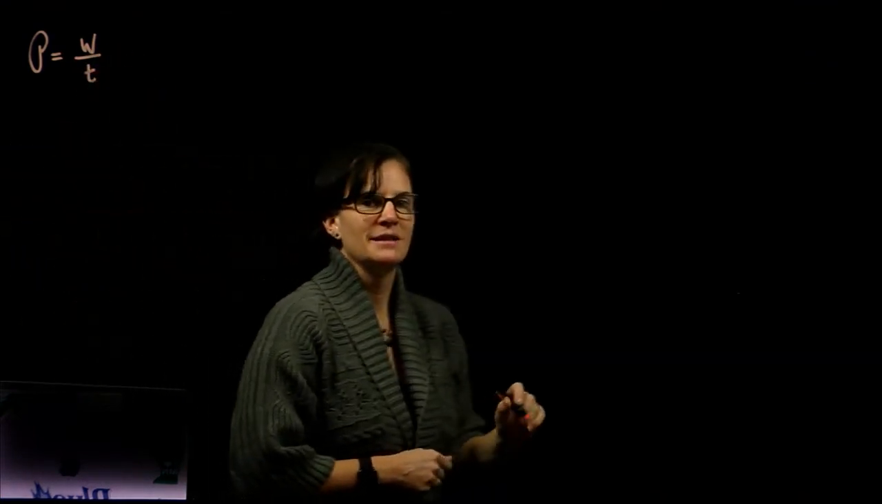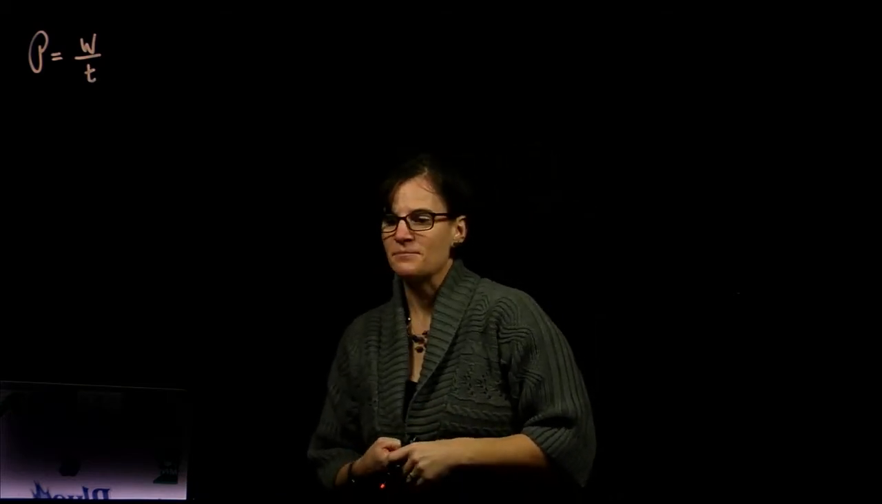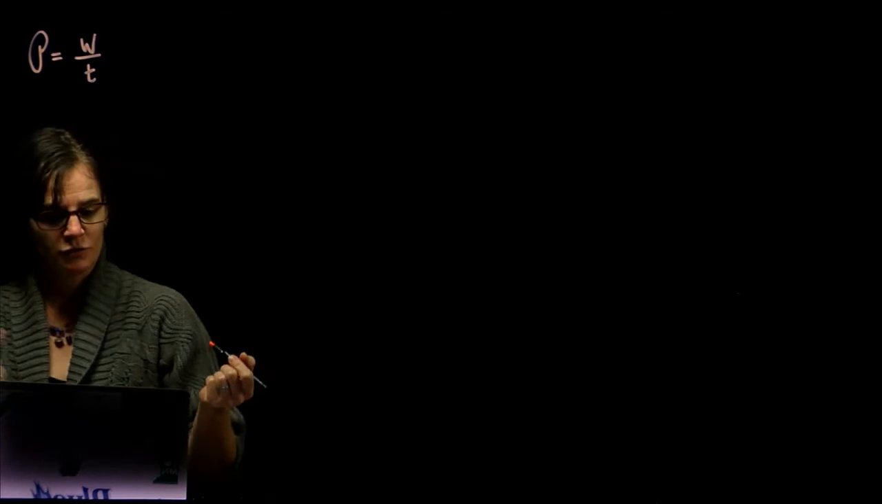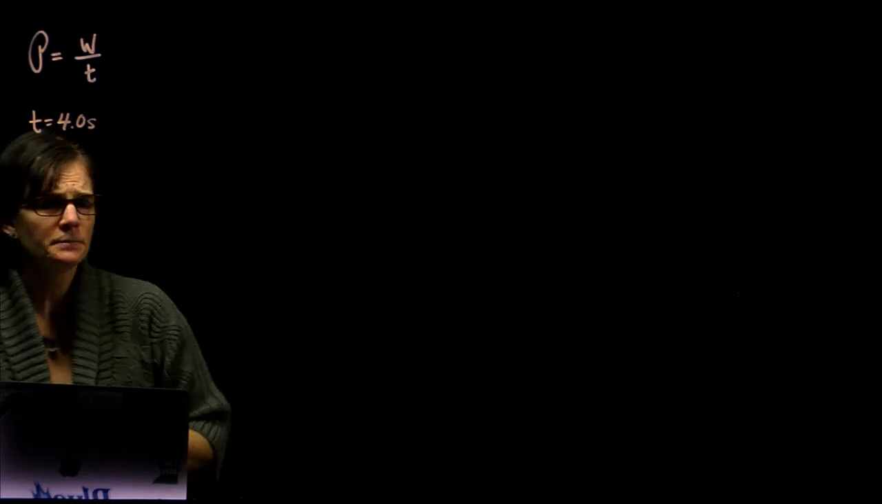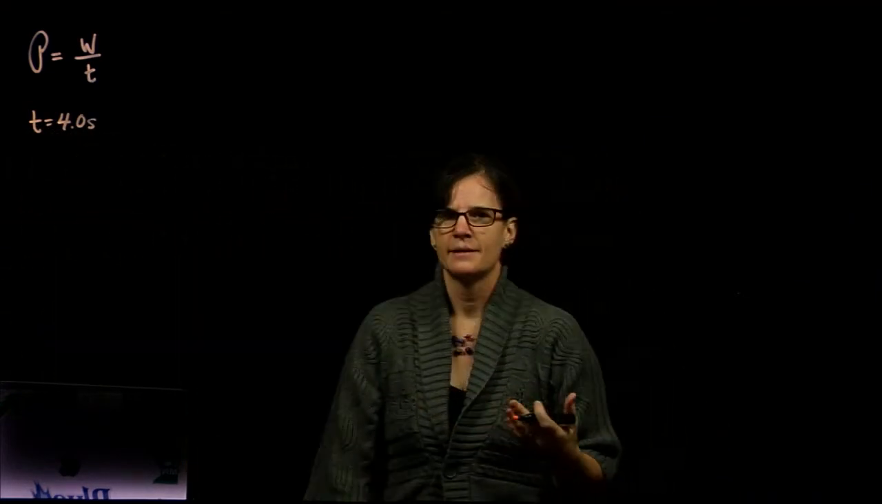So let's remind ourselves that the power of that cheetah is going to be equal to the work divided by the time that that cheetah is doing that work. We know that time is 4 seconds. We're told that the cheetah goes from rest to 27 meters per second in 4 seconds. So we have our time variable. So we need to know the amount of work that that cheetah does.